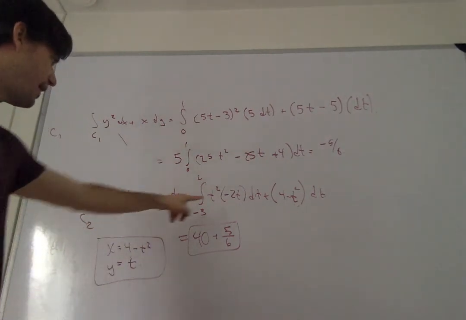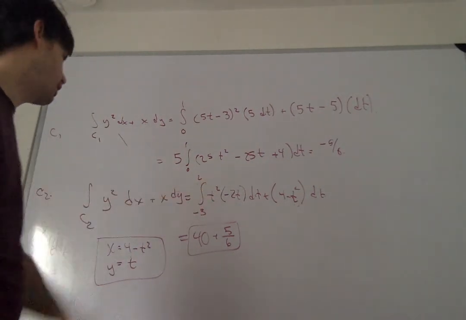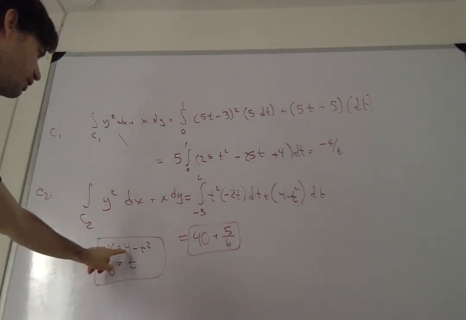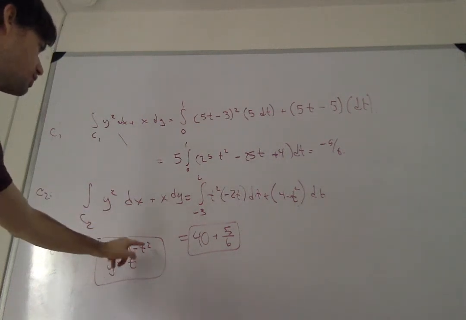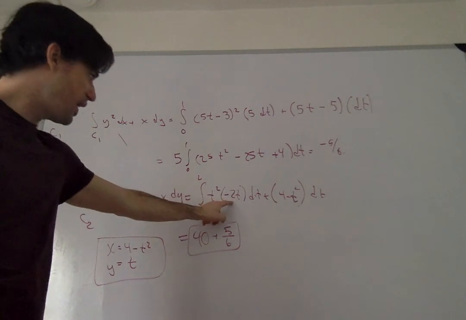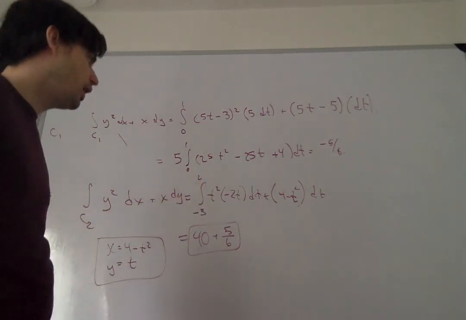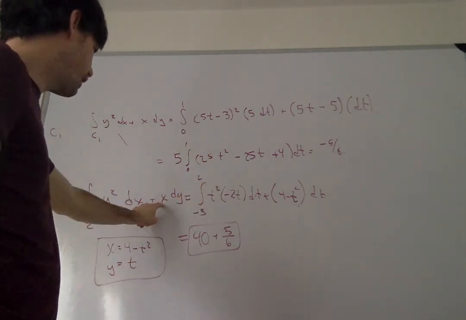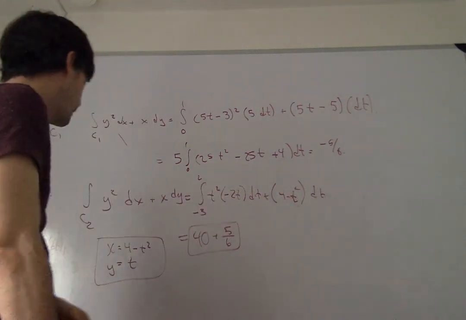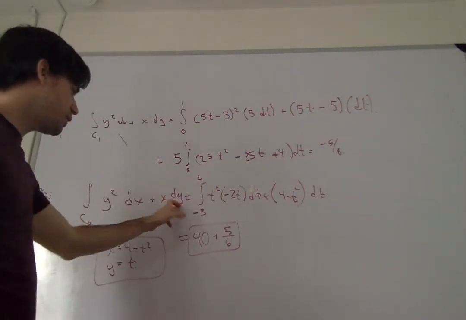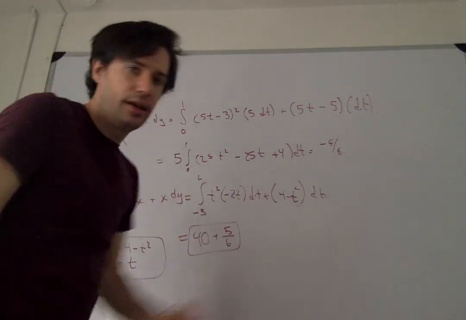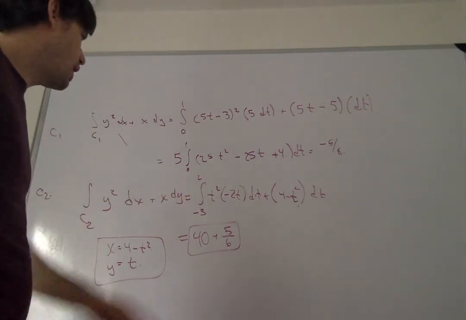Here's a y, I replaced it with a t, so I get t squared. dx is going to be the derivative of this, which is negative 2t. This is negative 2t. And then over here I have x, which is 4 minus t squared, and dy, again, is dt. So that's all very straightforward.